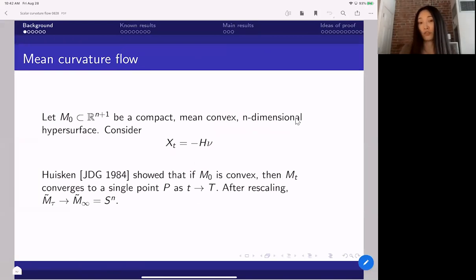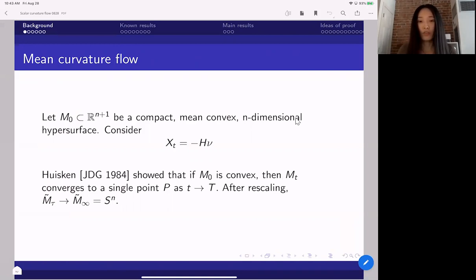Okay, first let's look at one of the most well-known flows, which is mean curvature flow. So if we start from an initial surface M0, and this initial surface is compact and mean convex. Mean convex meaning that the mean curvature is greater than 0, and it's an n-dimensional hypersurface. So we consider the following flow equation, which is x_t equals minus H times nu. Here, x is the position vector, and nu is the outward normal direction to the surface M0.